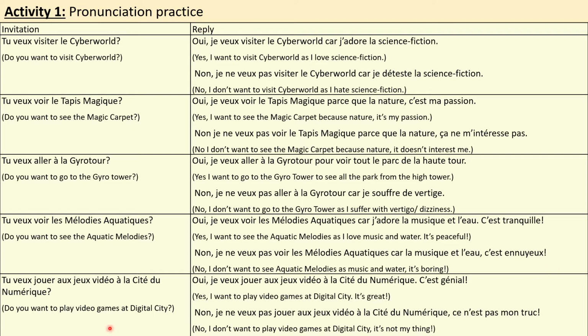Good. The final invitation to Digital City. Écoutez et répétez. Tu veux jouer aux jeux vidéo à la cité du numérique? Your turn. Good. Oui, je veux jouer aux jeux vidéo à la cité du numérique. C'est génial. Your turn.